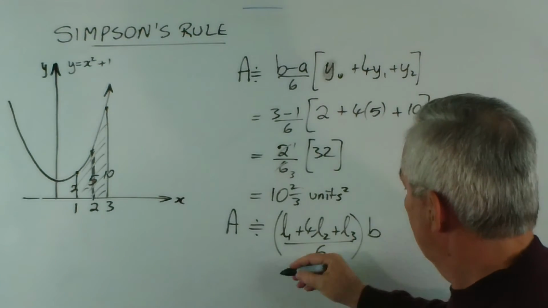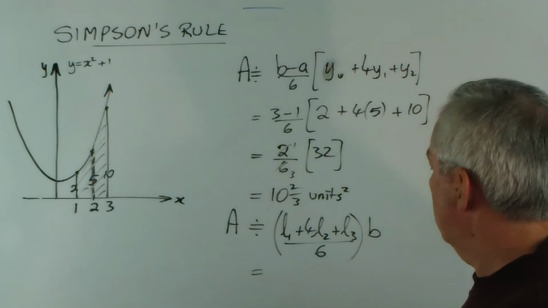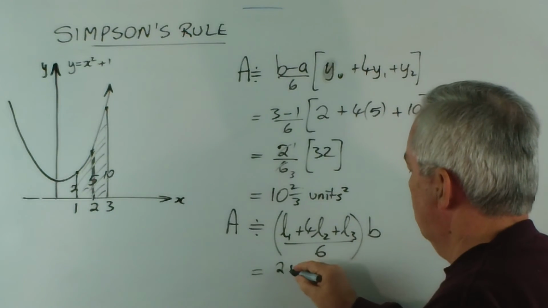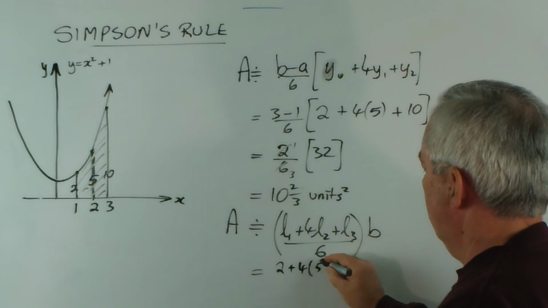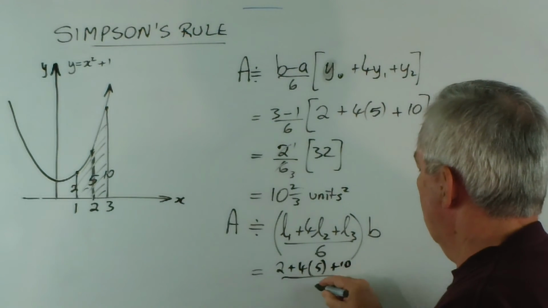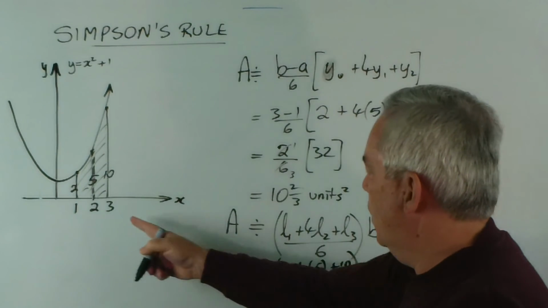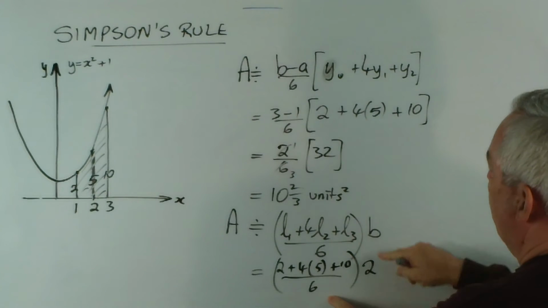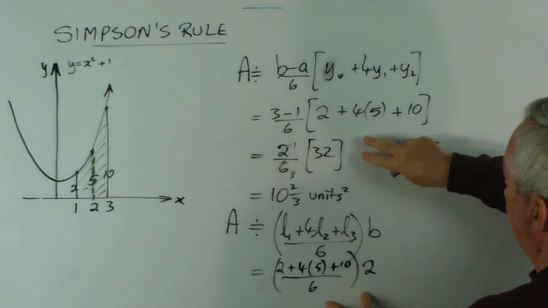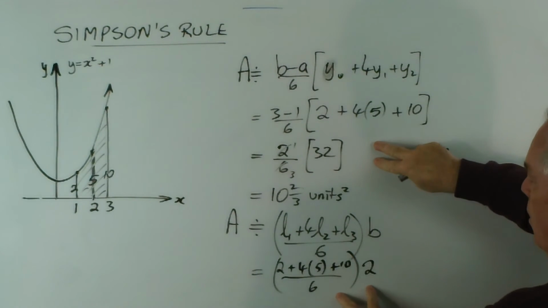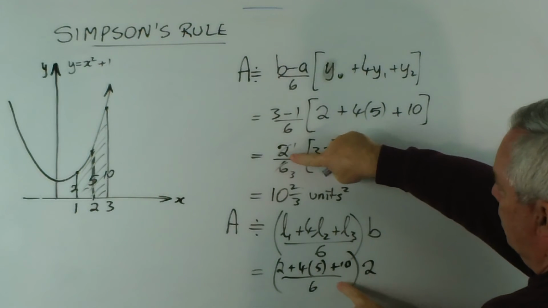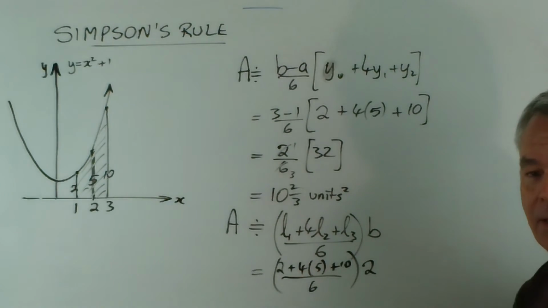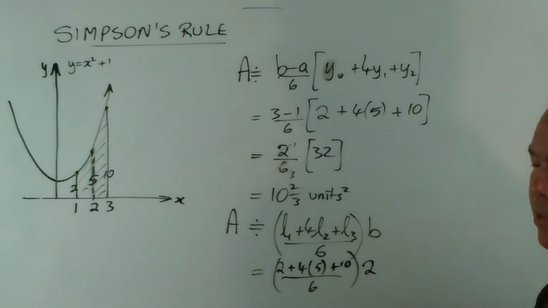And I won't go through it all. I will write the next line. We would have written these same values, 2 plus 4 lots of 5 plus 10, all over 6. And the breadth was 2 units. And you can see that these two lines are the same thing. We have the 2 out the front, the 6 on the bottom, and these values in the middle. We get exactly the same value. It's just written slightly differently.